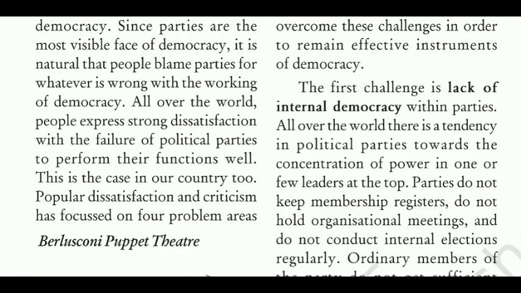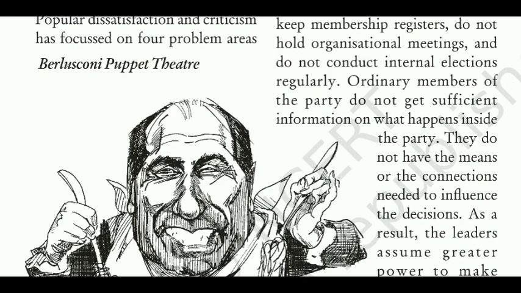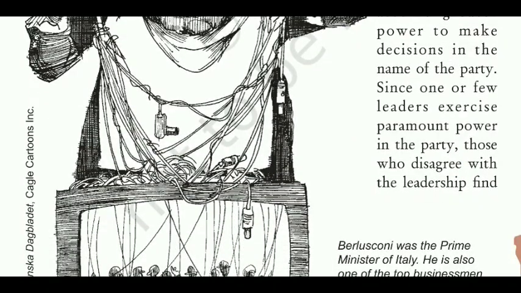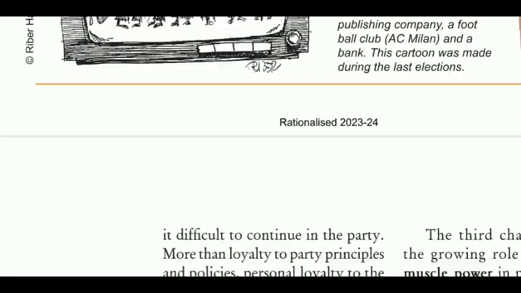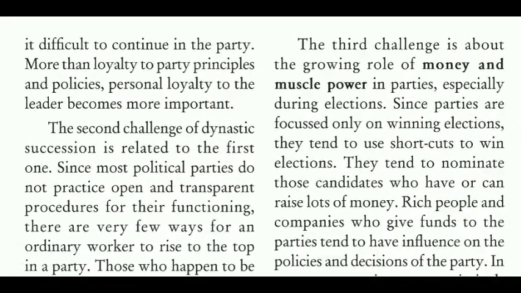All over the world, there is a tendency in political parties towards the concentration of power in one or few leaders at the top. Parties do not keep membership registers, do not hold organizational meetings, and do not conduct internal elections regularly. Ordinary members of the party do not get sufficient information on what happens inside the party. They do not have the means or the connections needed to influence the decisions. As a result, the leaders assume greater power to make decisions in the name of the party, since one or few leaders exercise paramount power in the party. Those who disagree with the leadership find it difficult to continue in the party. More than loyalty to party principles and policies, personal loyalty to the leader becomes more important.